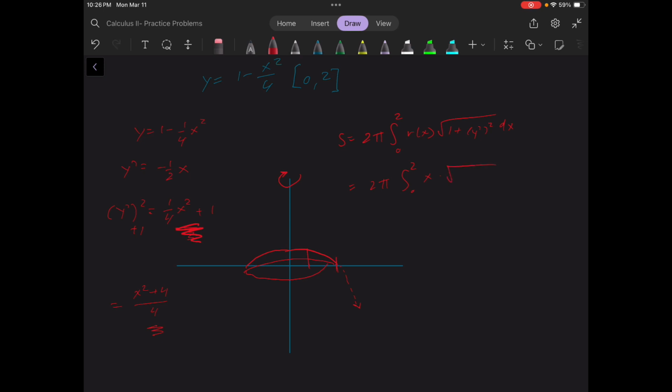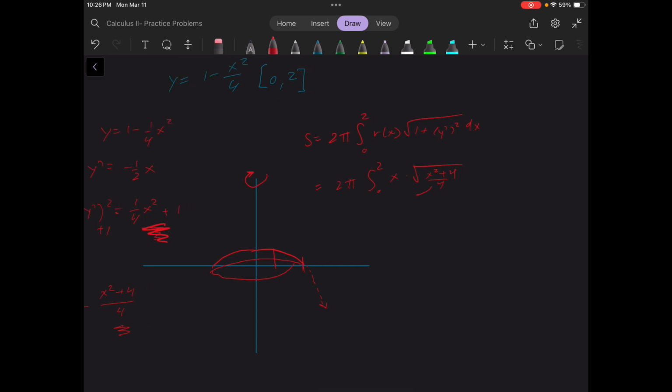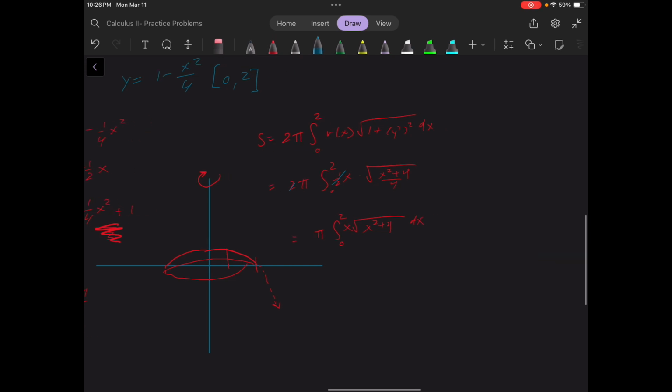So we did a lot of work with that in the shell method in the last video, if you have any questions. But then this square root, we already said that y prime squared plus 1 was x squared plus 4 over 4. And we could bring this 1/4 out of the square root as a 1/2, and then we can bring that out of the integral as well. The 1/2 will cancel the 2. Right, so now we have a pi integral from 0 to 2, and we're just left with that square root, or x, and a x squared plus 4. So this is a doable, very doable integral.